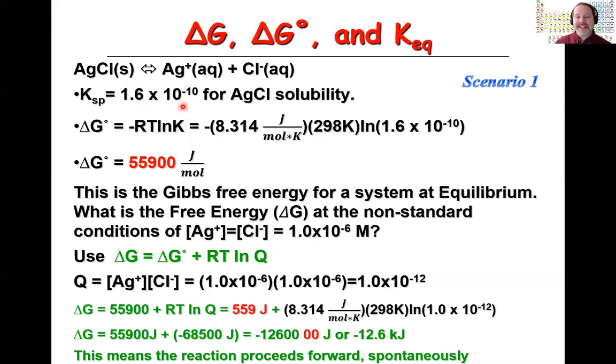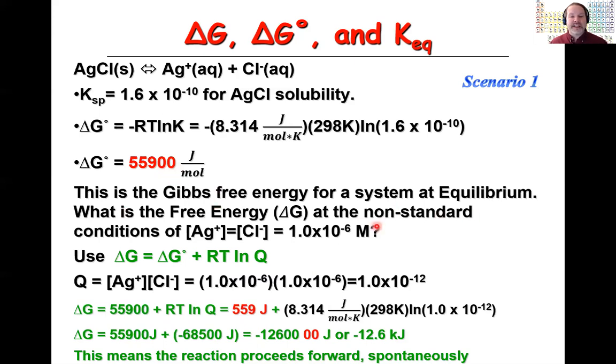We can plug that into the chemical equation here to get our delta G naught at standard conditions. Here's our R, here's our T under standard conditions, here's our K. Plug them in your calculator. My Kelvins cancel out and I get joules per mole. 55,900 joules. So it's 55.9 kilojoules. All right, so this is the Gibbs free energy at equilibrium.